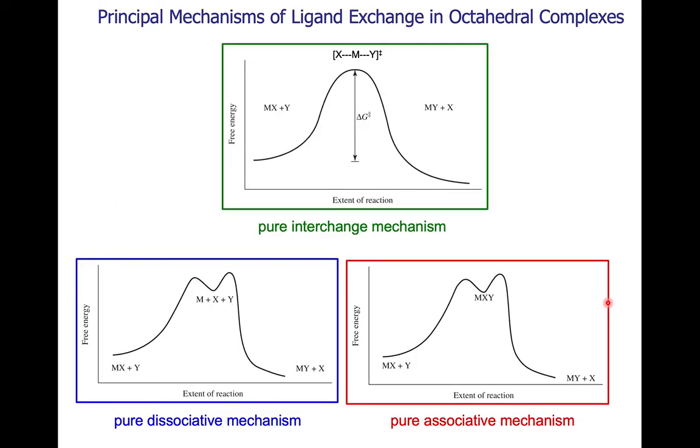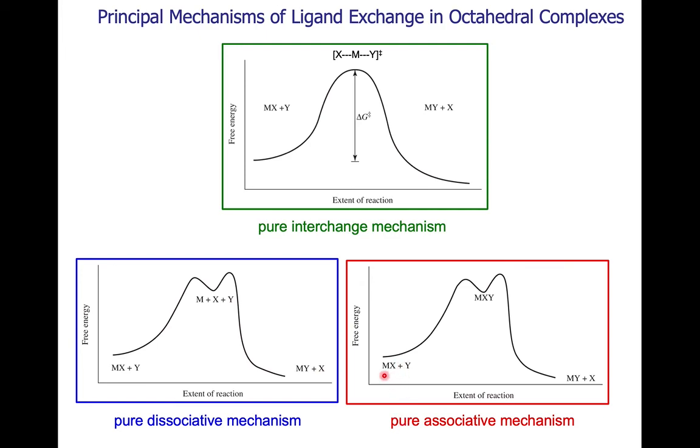All right, and then here's all three. We have our pure dissociative mechanism, where we go over a transition state. We form an intermediate where we have ML5. We have the X ligand by itself floating around in solution. We have the Y ligand by itself, neither attached at all to the metal. And then Y swoops in, attacks, and we form the ML5Y complex plus free X.